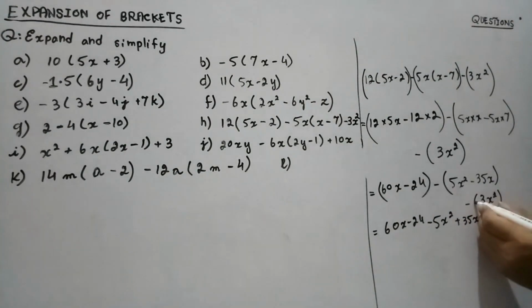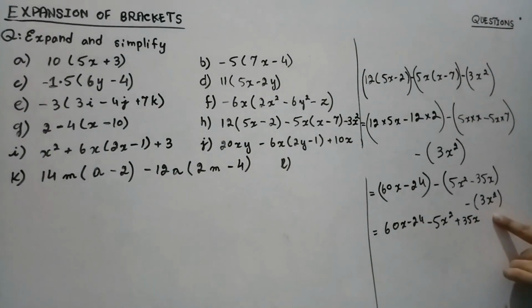Okay, now this is negative also, it means that here we have a positive 3x square, so it will be equal to a negative of 3x square. Okay, or we can say minus plus will be equal to minus. Clear? Okay, now we have solved the brackets, but it is not in the simplest form.